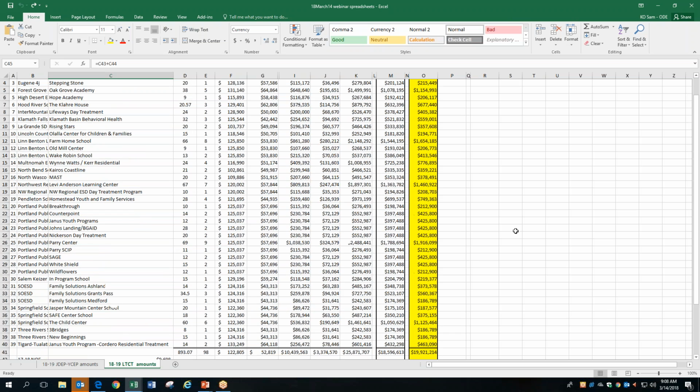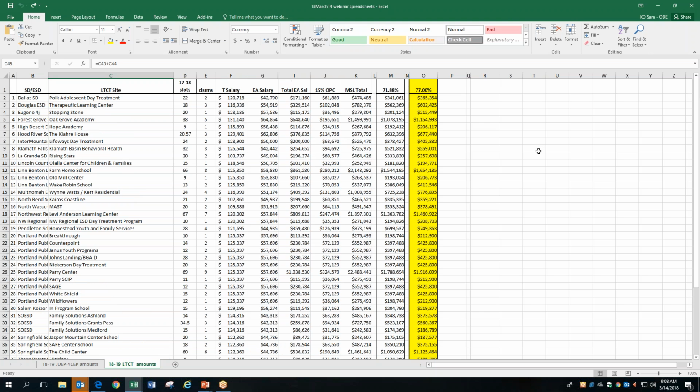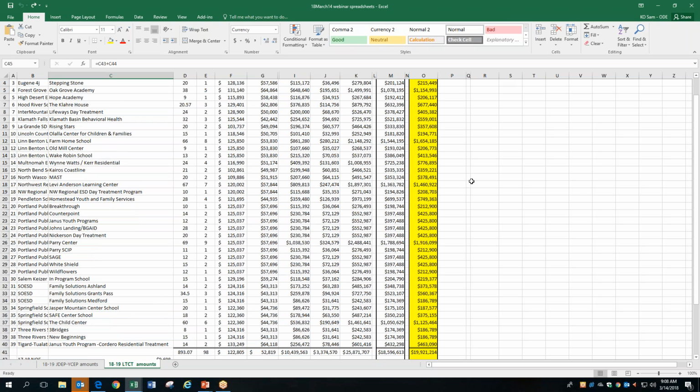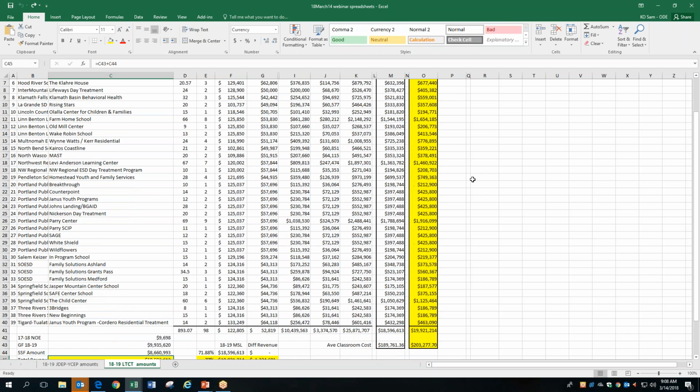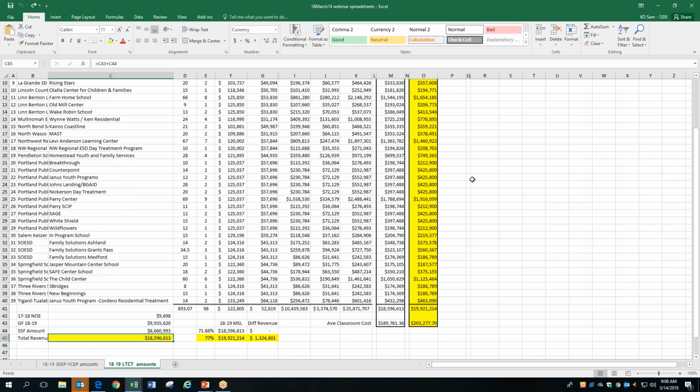So these are amounts for the upcoming school year. And I'll email this spreadsheet out to everybody for you to see. Are there any questions from the field?